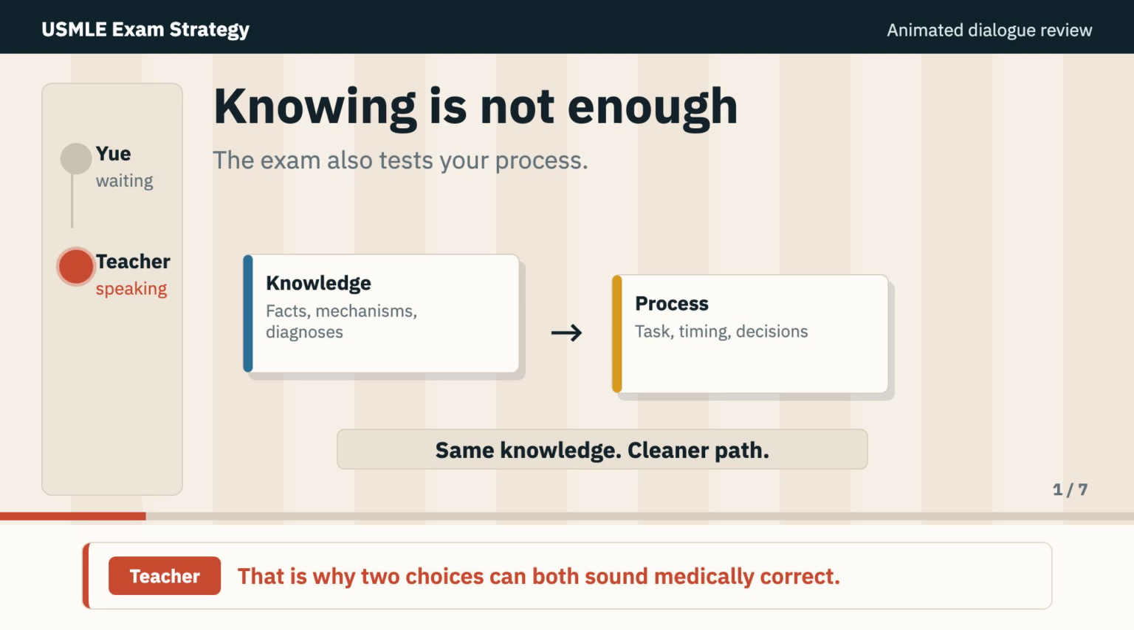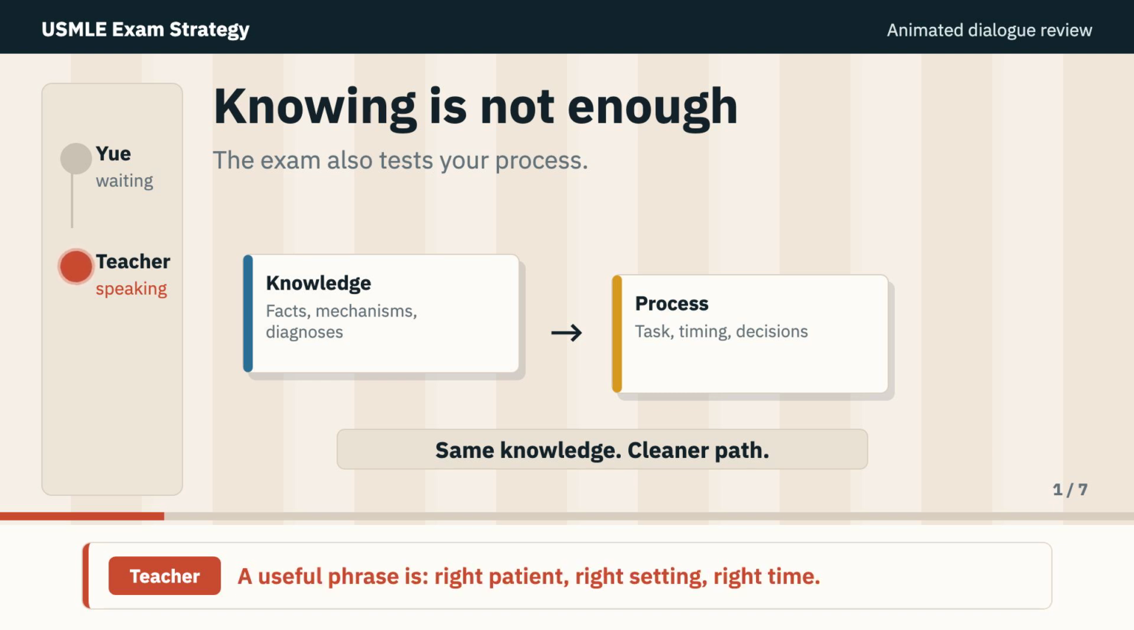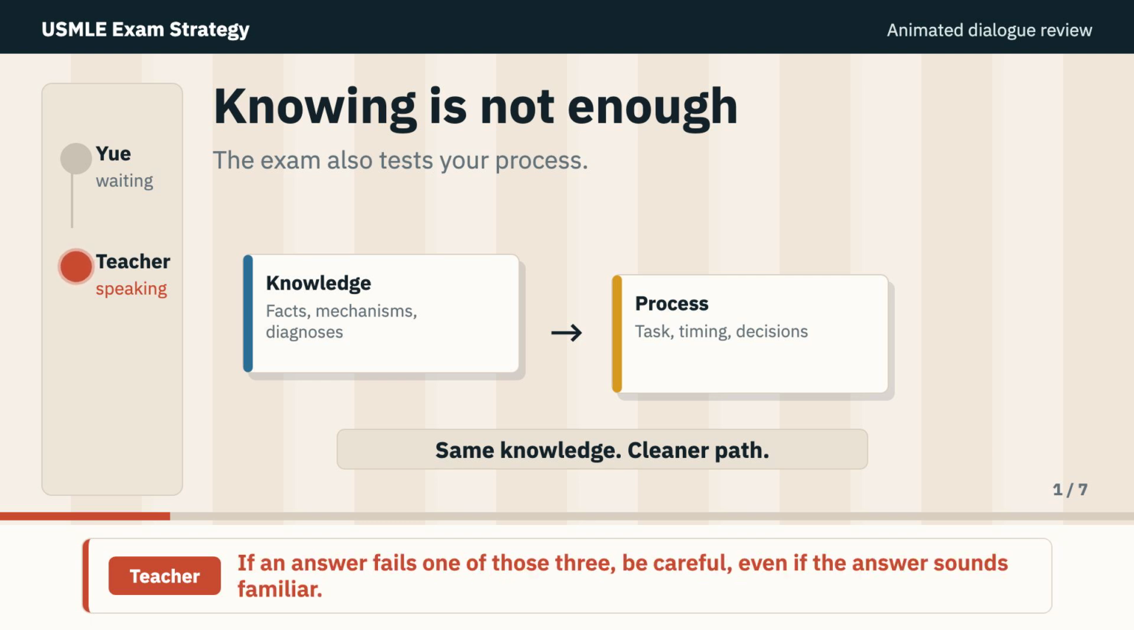That is why two choices can both sound medically correct. The issue is not always which one is more true in the textbook. The issue is which one belongs to the clinical moment described by the STEM. A useful phrase is right patient, right setting, right time. If an answer fails one of those three, be careful, even if the answer sounds familiar.